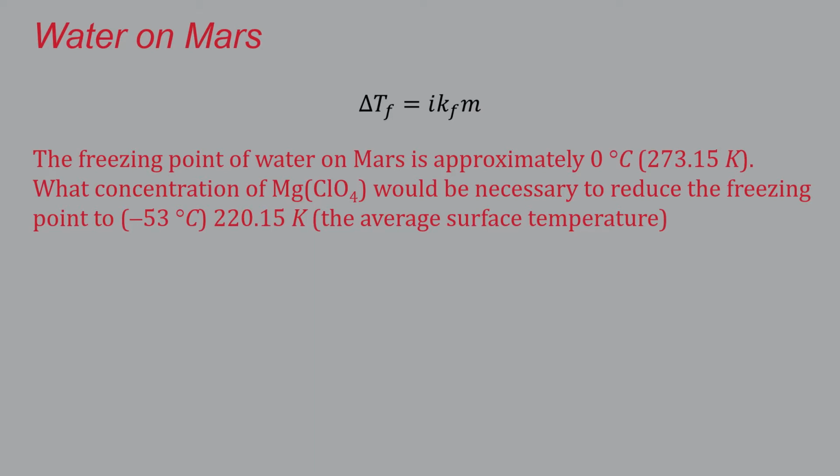All right, so here's a for instance. On Mars, at a much lower atmospheric pressure than we have, the freezing point actually doesn't change very much. The boiling point does, but the freezing point doesn't. So we're still talking about 273 Kelvin.